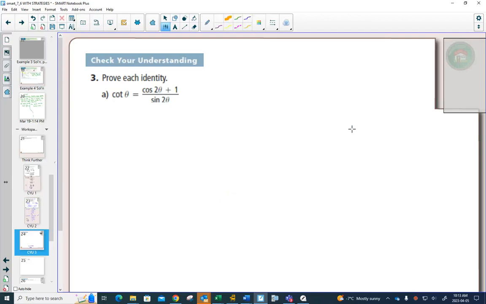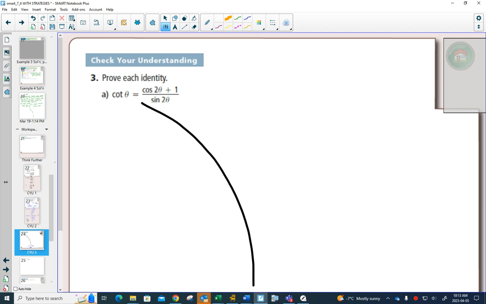And with new formulas, we get new proofs. So again, this one says prove. First thing you're going to do in a proof question, draw a line and look at the question. Now, these proofs have two thetas in them.